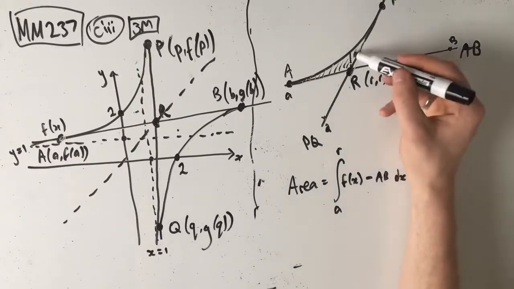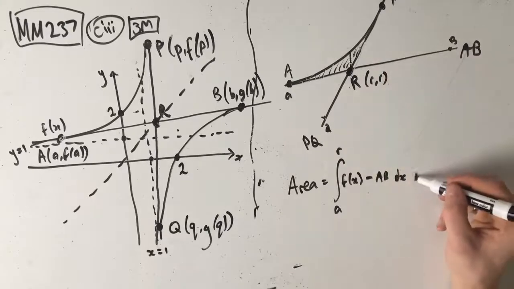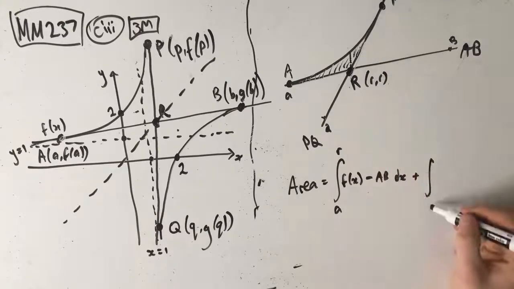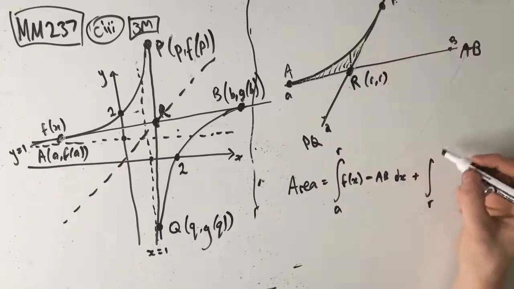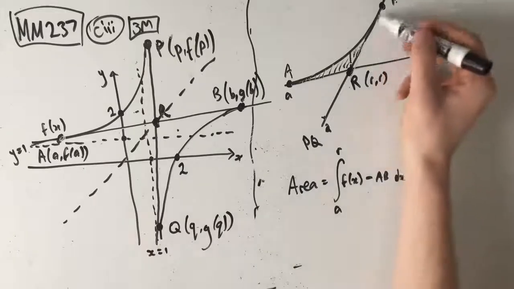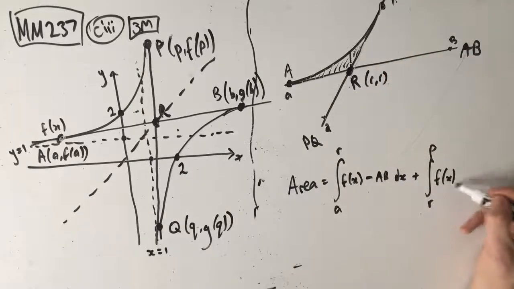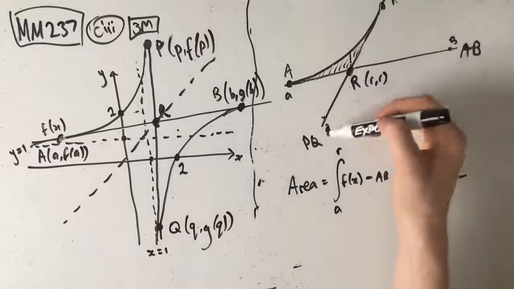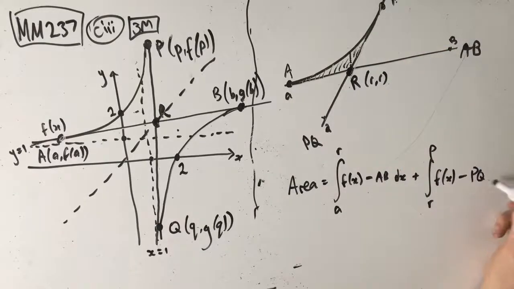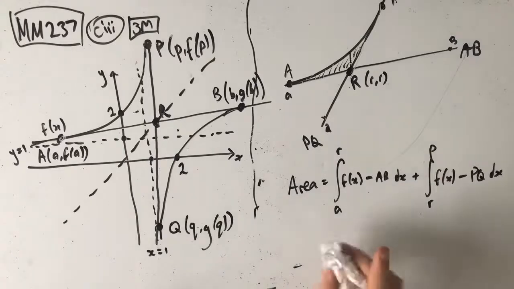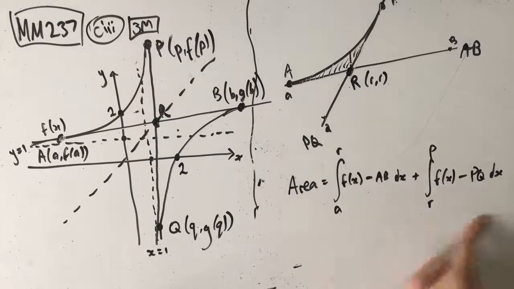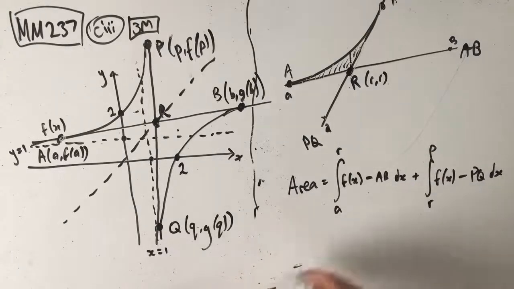Then we're going to add this area here. So add from R to P of, again, f of x minus our bottom function, which is our PQ, or our other line. So this is going to be our fundamental formula for our area. So if you're watching the video, guys, just pause it and write down this formula just so that you can keep track of what we're doing, and then we can move on.